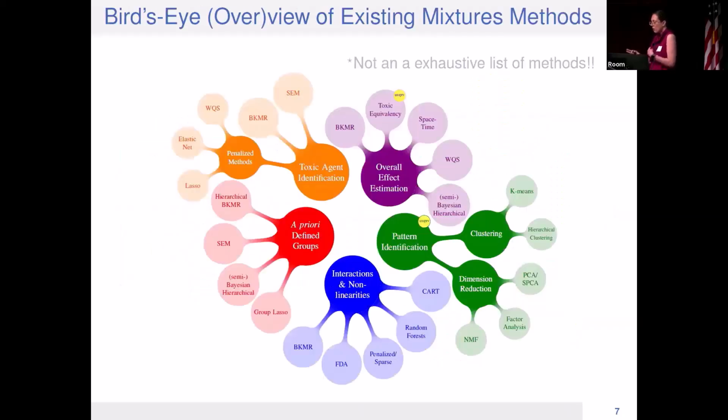So this is now an old graphic. And if you notice, it doesn't even have mediation in it. We put this together when we started thinking about potential methods. This is not an exclusive list of methods, but when we started thinking about which methods can help us answer which research questions.